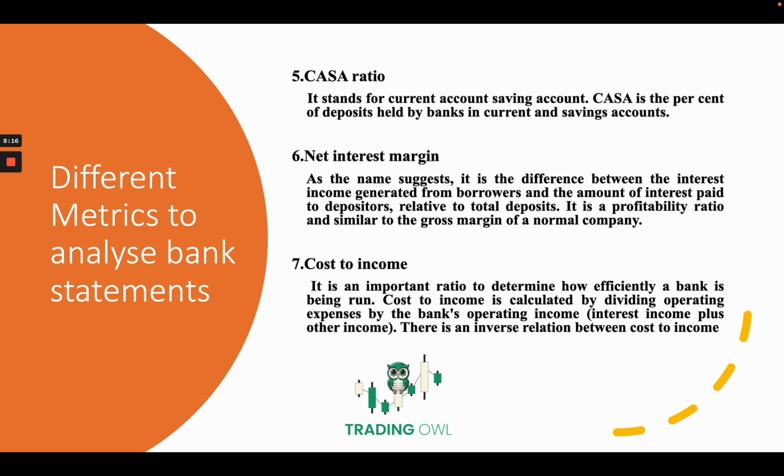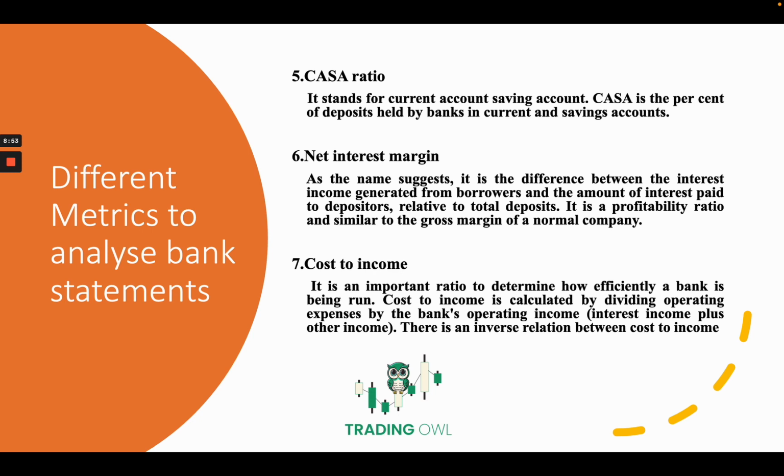The other one is the CASA ratio. It stands for current account, saving account. CASA is the percent of deposits held by banks in current and saving accounts. Banks pay low interest on such accounts, and a high CASA ratio is very positive and good for the bank. And that is why most of the banks would just run after current account and saving account deposits, because it's highly profitable and positive for the bank, as it is able to reduce the total borrowing rate.